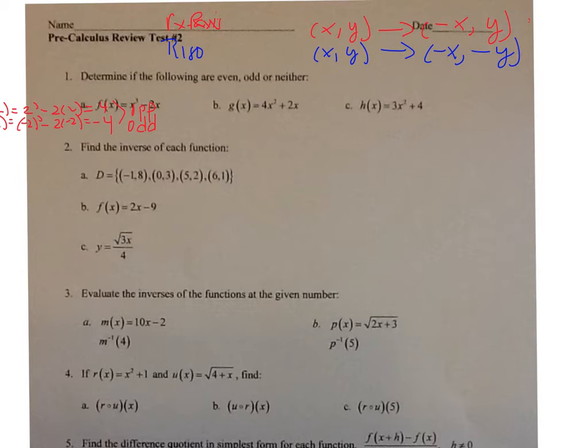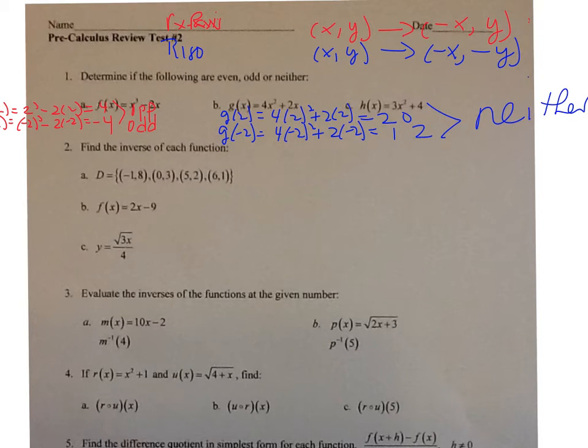All right, let's take a look at B. We have g of x is equal to 4x squared plus 2x. So let's do g of 2 again. So it's 4 times 2 squared plus 2 times 2. All right, so 2 squared is 4, times 4 is 16. 16 plus 4 is 20. All right, now we're going to do g of negative 2. So it's 4 times negative 2 squared plus 2 times negative 2. All right, so negative 2 squared is 4, times 4 is 16, minus 4. 16 minus 4 is 12. They're not the same and they're not opposites, so that means this is neither.